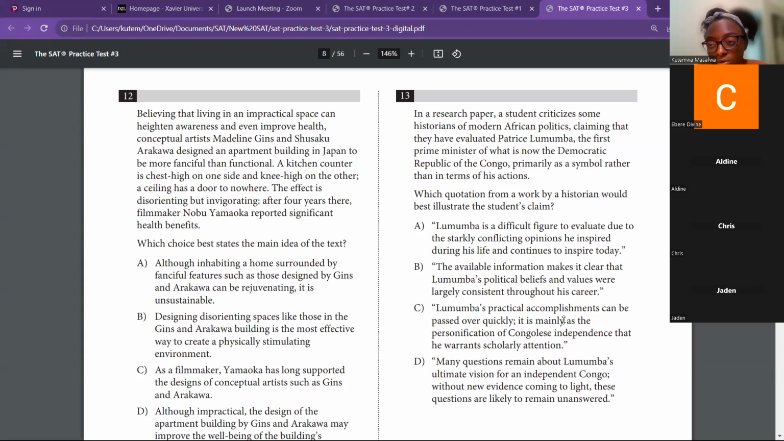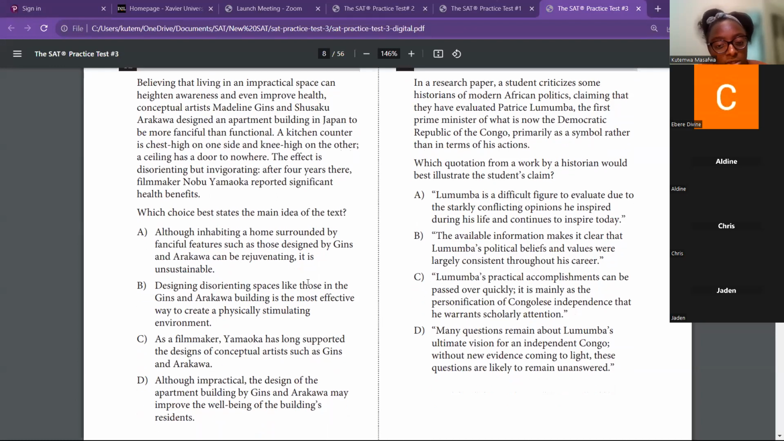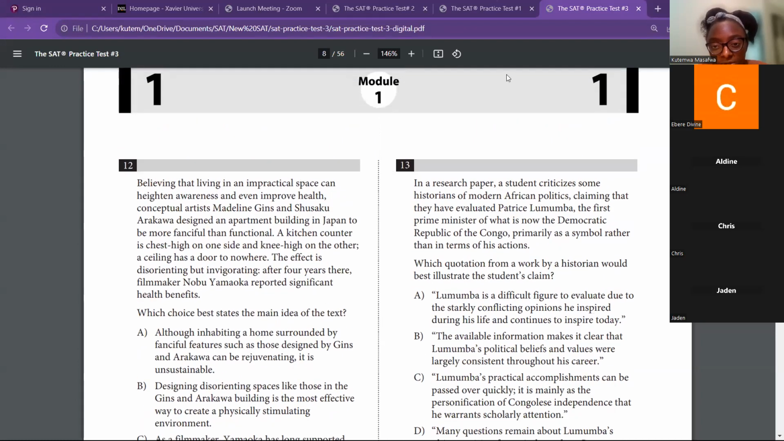So remember, tests are not for you to feel good. They're for you to diagnose where your weaknesses are and deal with them. Yeah. So any general questions, even if it's not about the SAT?